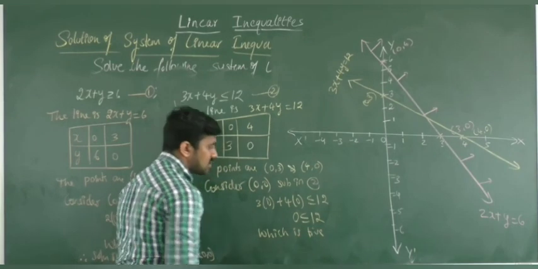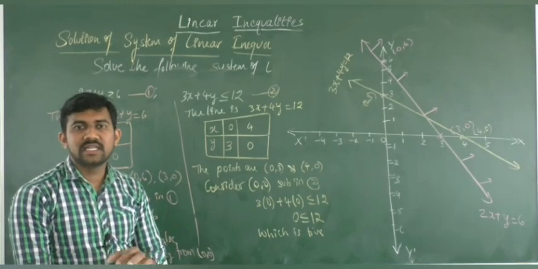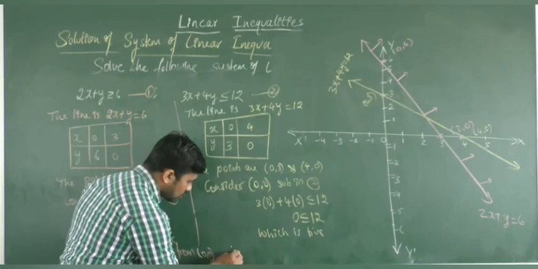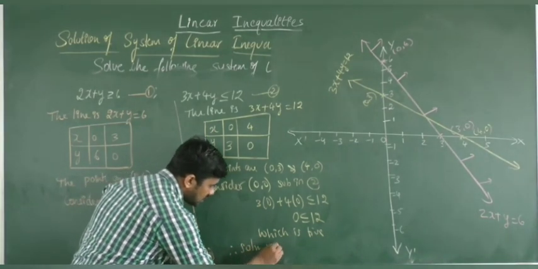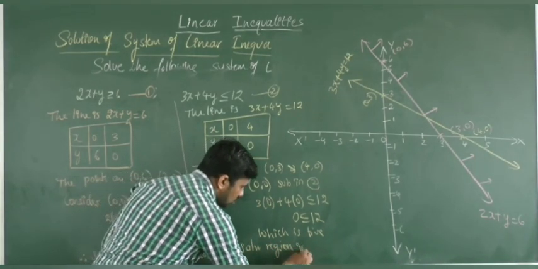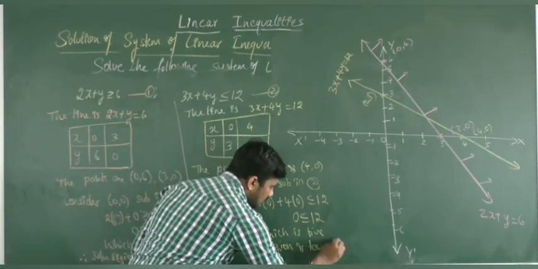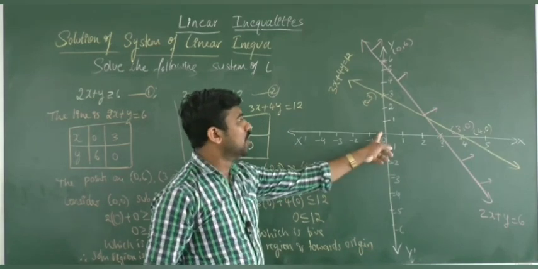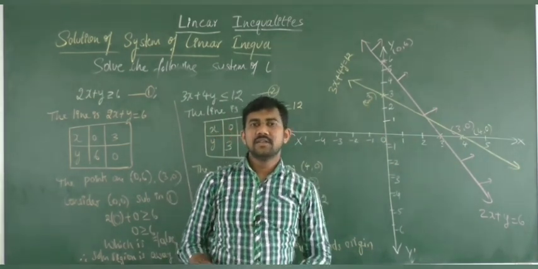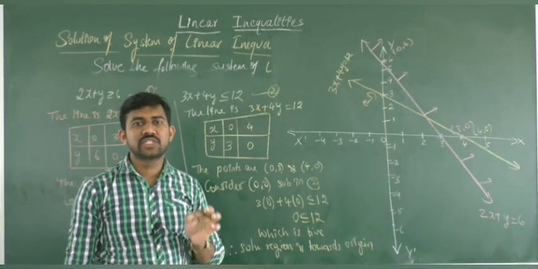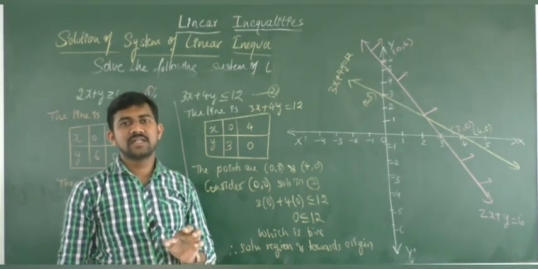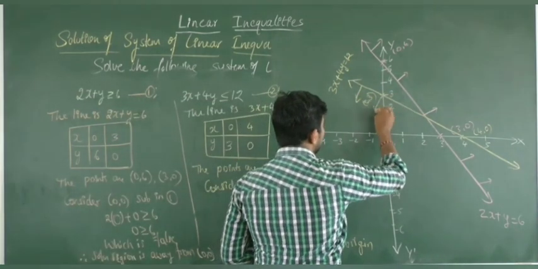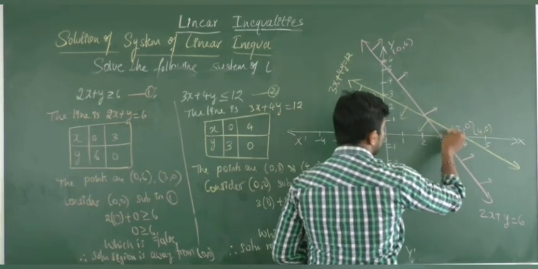Which is true means the origin lies in the solution region, or the solution region is towards the origin. Origin lies in the lower half plane of this line. So since the origin lies in the solution region, the lower half plane is the solution region. Okay, so put a down arrow mark here for the solution region. This side we will get the solution region.